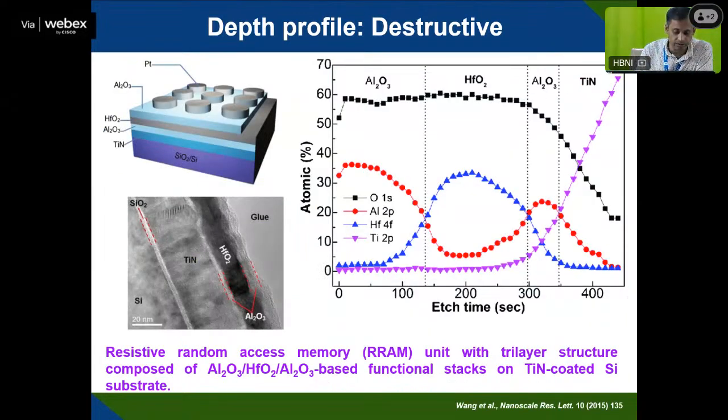You can see your SiO2 on Si substrate here, then Al2O3, hafnium oxide, Al2O3 and platinum. You can see this example here in the TEM image: SiO2 layer, titanium nitride, HfO2, Al2O3 top layer and glue. If you see the XPS analysis, you can see how the oxygen is varying. In the oxygen 1s spectra, first you can see the red line for Al2O3, where you start here and it comes to the Al2O3 line.